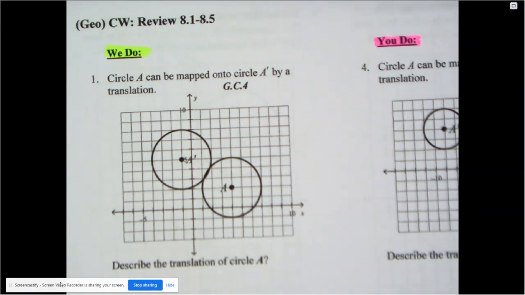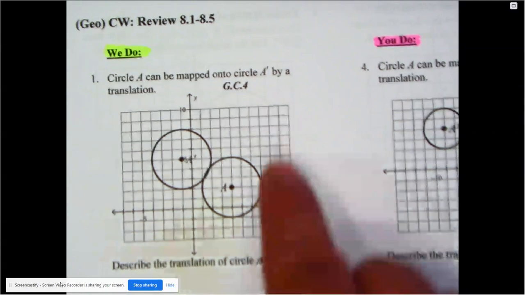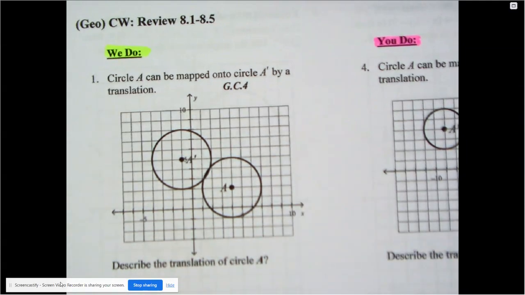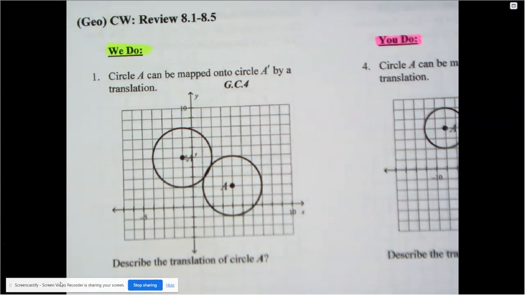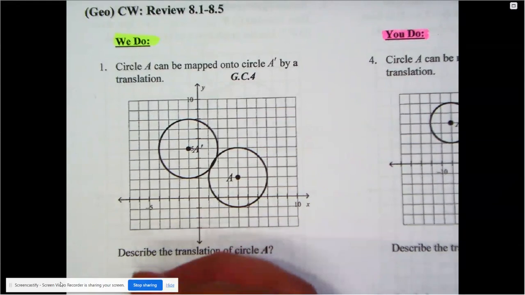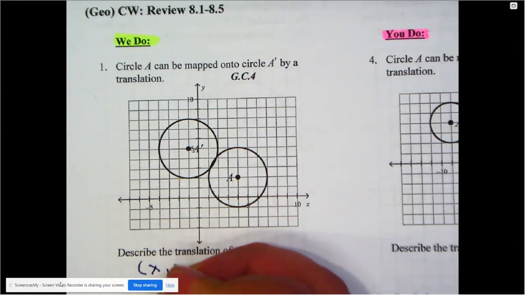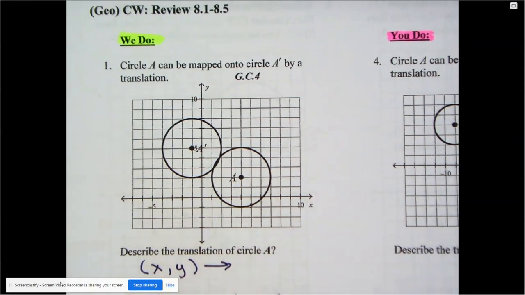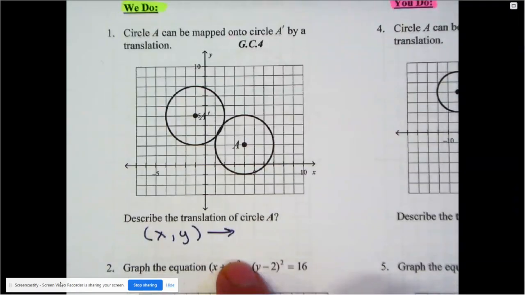Let's look at that first problem. The very first one says circle A can be mapped onto circle A prime by a translation. All right, that's easy enough. We've done translation before. We've seen that in our word wall. It says describe the translation of circle A. Just remember, when you do a translation, you start by saying XY is going to be moved. You're going to let someone know that we're going to be moving this circle to a new location.